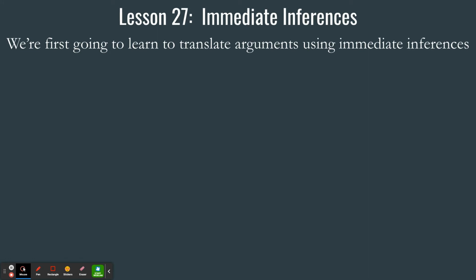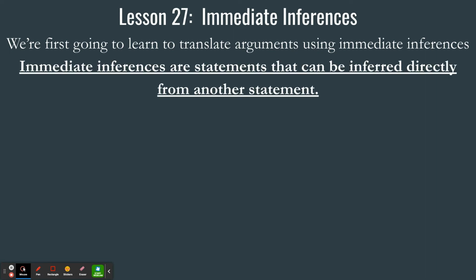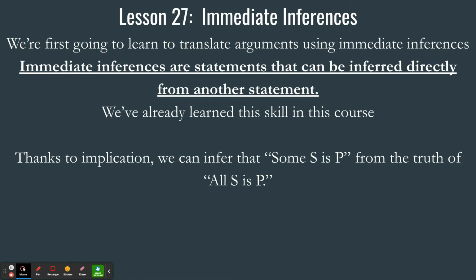So the first thing we're going to do today is learn how to translate arguments using what we call immediate inferences. So here's your definition. Immediate inferences are statements that can be inferred from another statement. Now, inferred just means you can draw the conclusion from another statement that this other statement is also true. So for example, if I prove to you that all trees are tall, then you can infer that it must also be that some trees are tall.